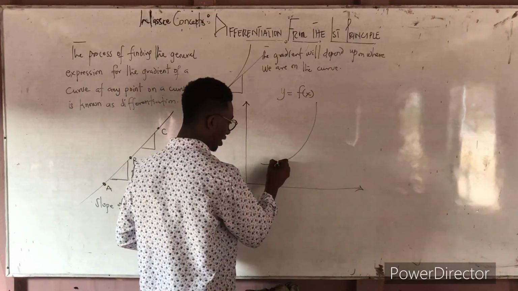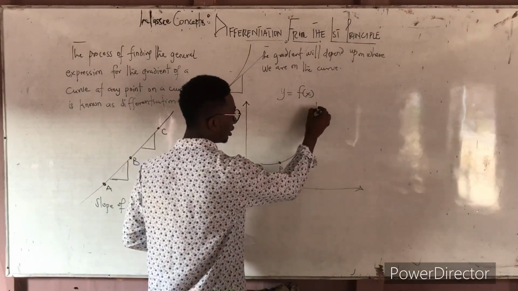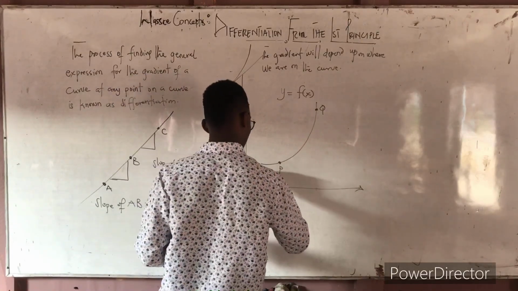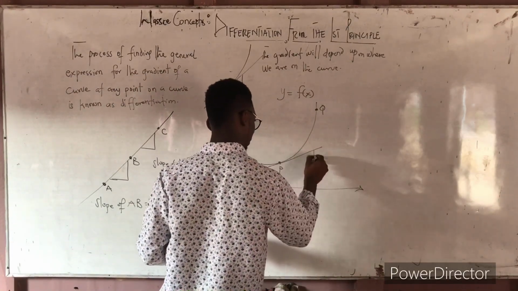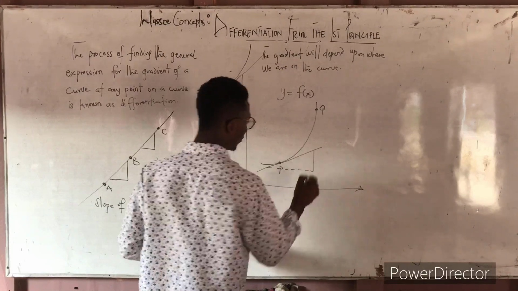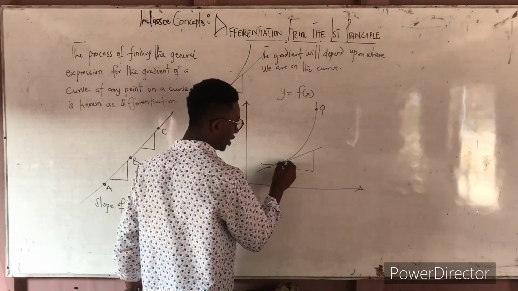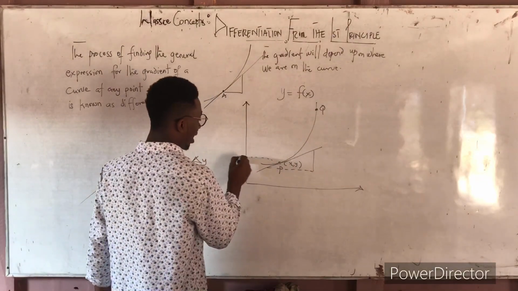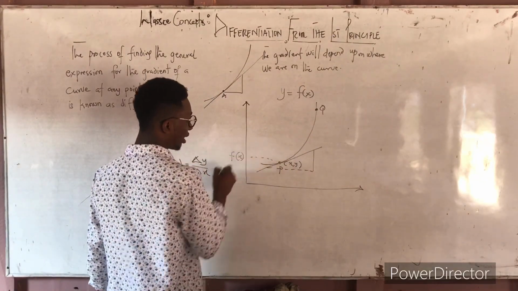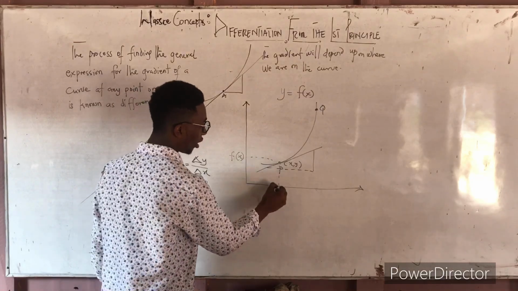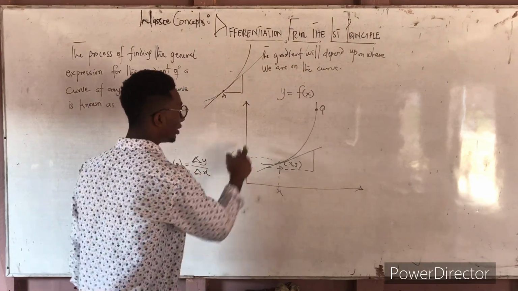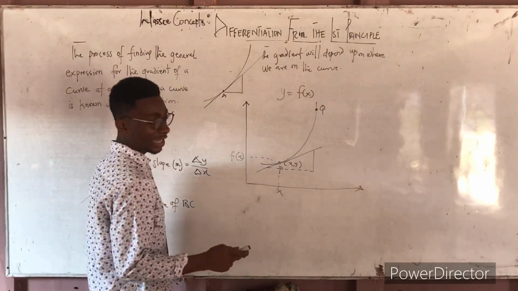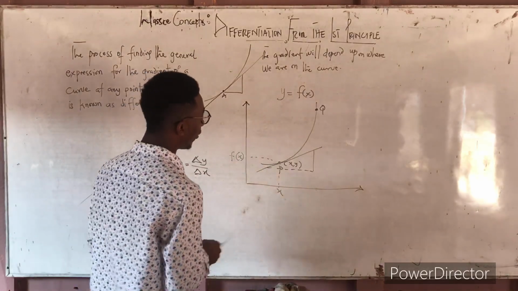There's a point here, let's say this point is P, and let's say this point is Q. Now, we want to find the gradient at the point P. Now, let's say the coordinate of the point P is x, y. So this is y, and y is what? The function f of what? Of x.